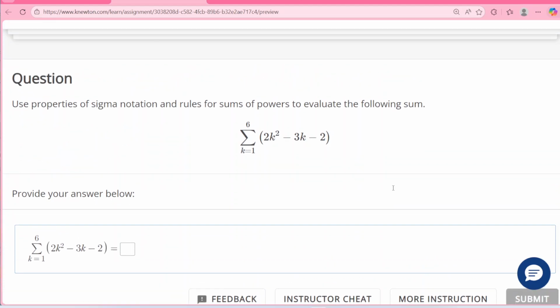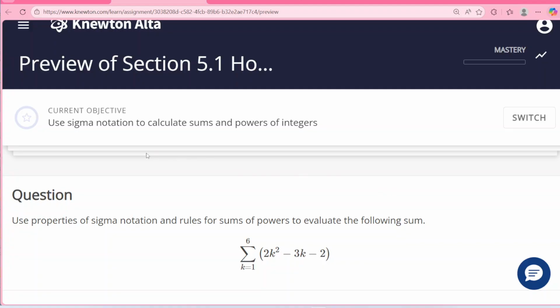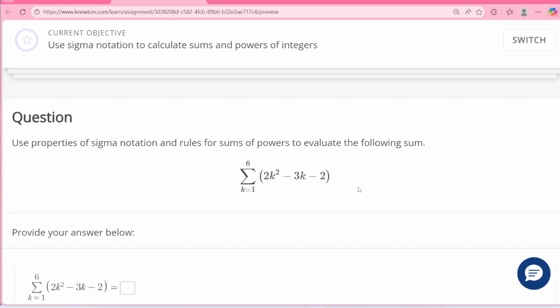All right, so our first objective: use sigma notation to calculate sums and powers of integers. So the first question says use properties of sigma notation and rules for sums of powers to evaluate the following sum.